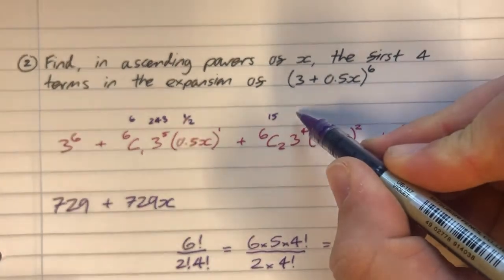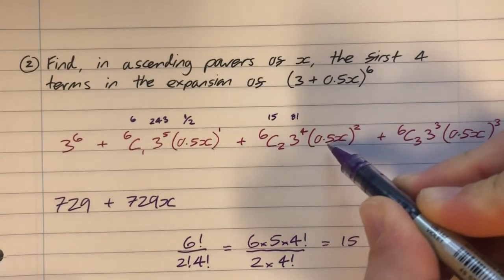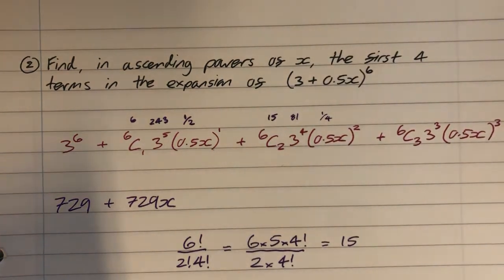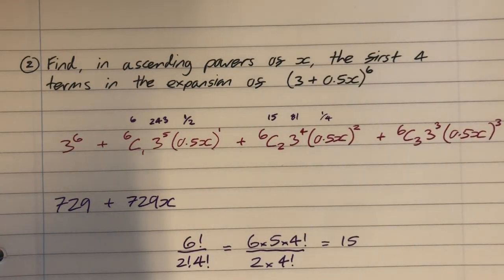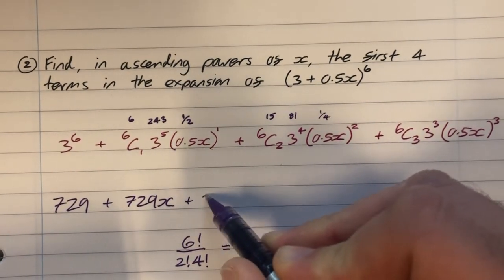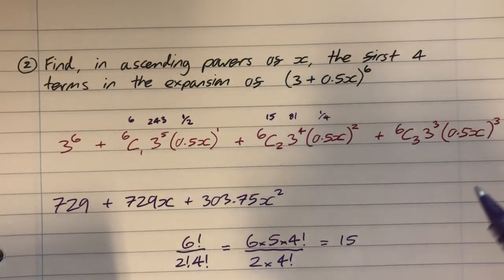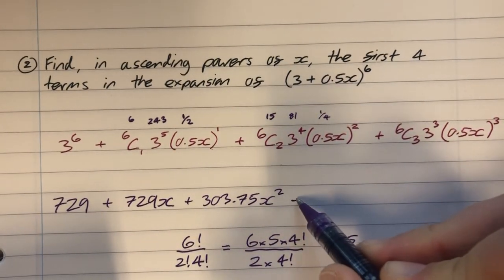3 to the power 4 is 9 squared, which is 81. And then we've got 0.5 squared, so that's a quarter. So we're going to have 15 times 81 times 0.25. So that's going to come out to be 303.75 x squared. And then finally, 6 choose 3.